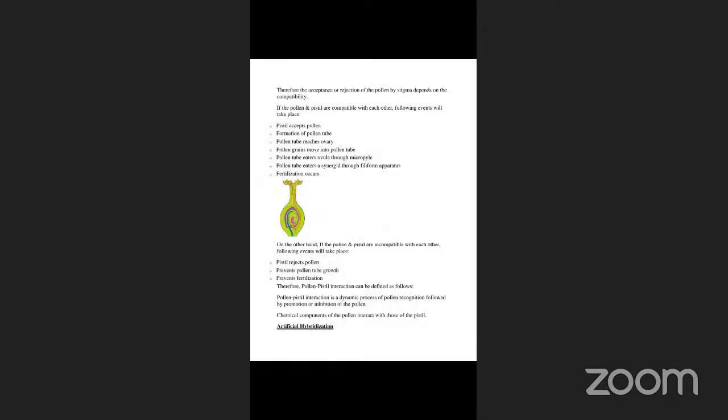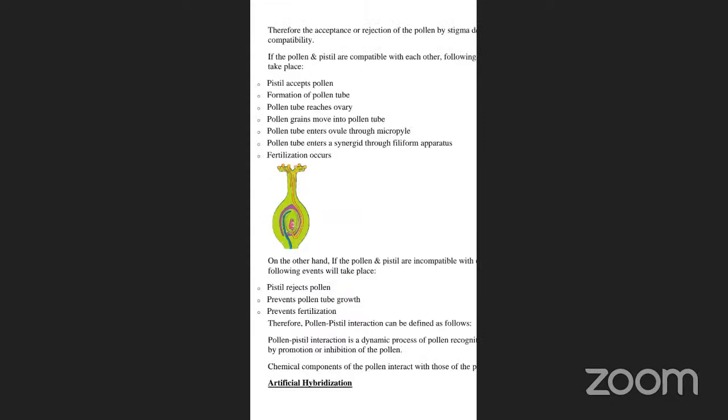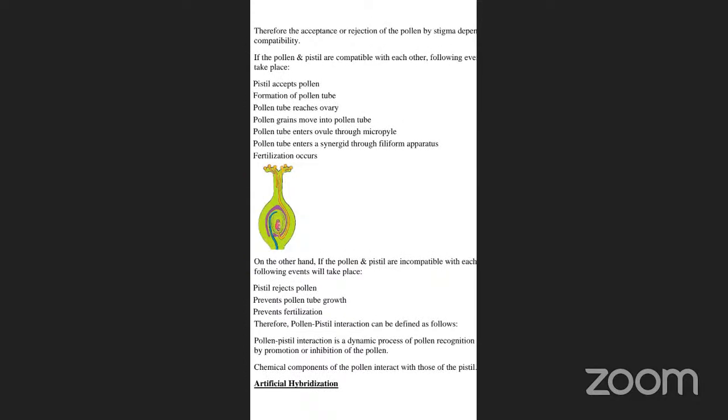Next, pollen pistil interaction. Acceptance or rejection of the pollen by the stigma depends on the compatibility. Sometimes some pollen grains are accepted, and some pollen grains are rejected, depending on the compatibility of the stigma.